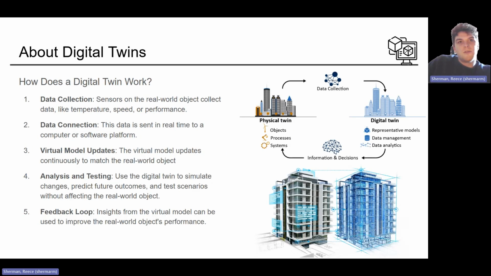Digital twin is a very complex system with various moving parts. It can, however, be broken down into five main steps of operation. The first step is data collection, where the sensors on a real-world object collect data such as temperature, speed, or performance. Step two is data connection, where the data is sent in real time to a computer or software program.